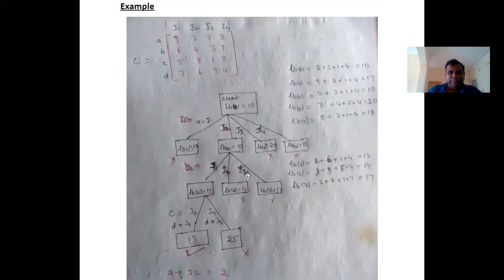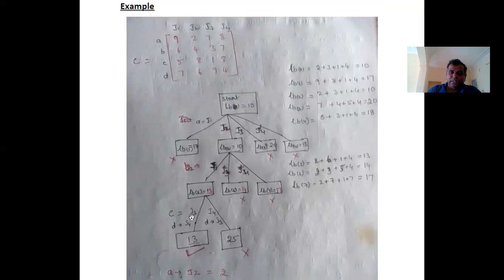And similarly, if person B is assigned to job 4, then A and B are fixed. The minimum value of the remaining rows gives the lower bound value of node 7, which is 17. Among all these nodes, which is the minimum? The minimum is 13. You have to consider this node for the next expansion. So which persons are left? C and D. C can be assigned to job 3 or job 4.